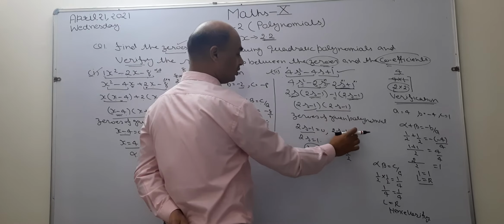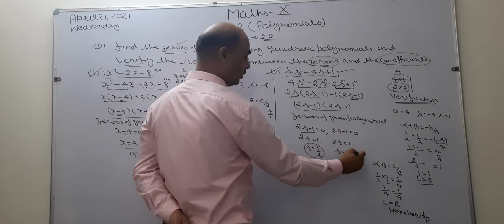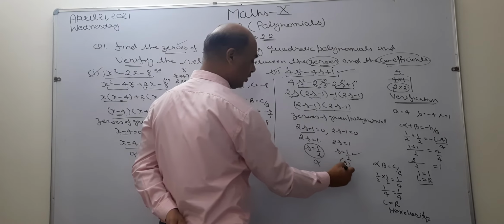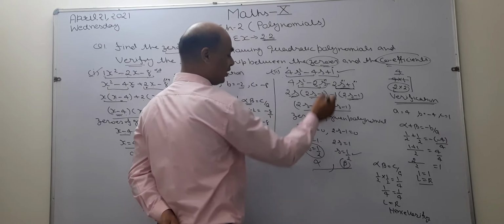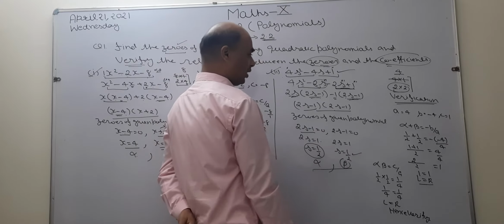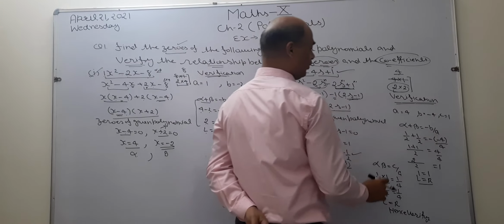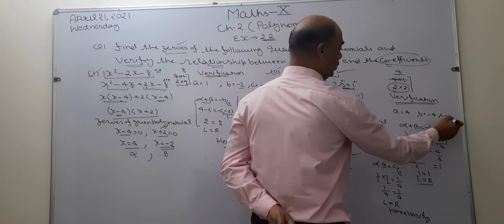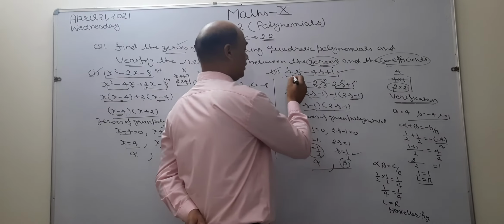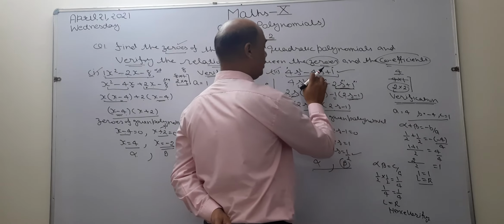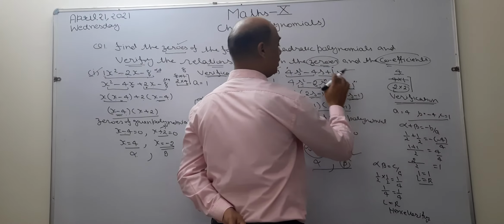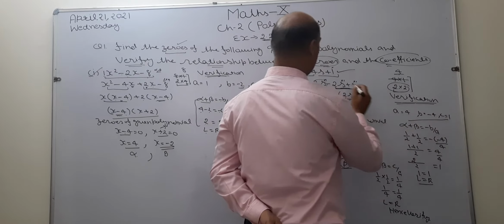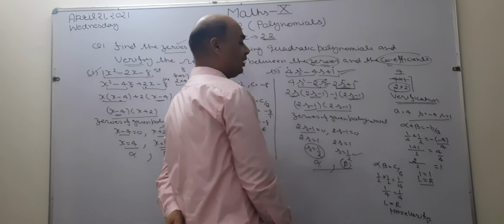Now the second term is same, so the answer will be same. So this will become beta. Now in this way you get your two zeros. One is alpha, another is beta. Now I am going to verify. What is the verification? For verification I am going to take the coefficients. What is A? A is 4. What is B? Minus 4. What is C? C is equal to 1. These are the coefficients of the given quadratic polynomial.